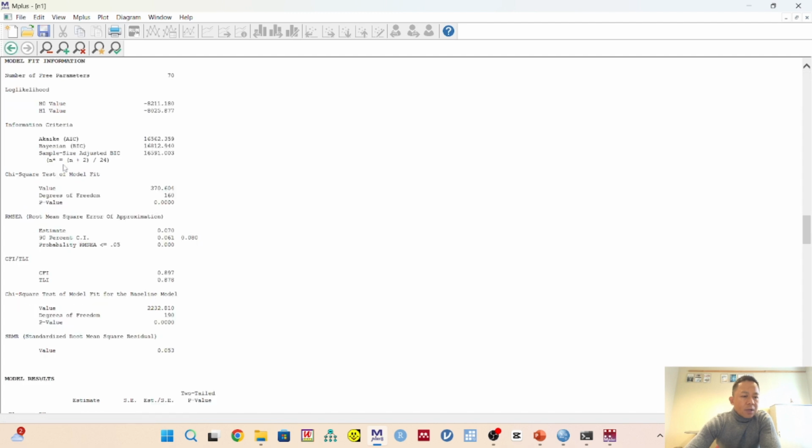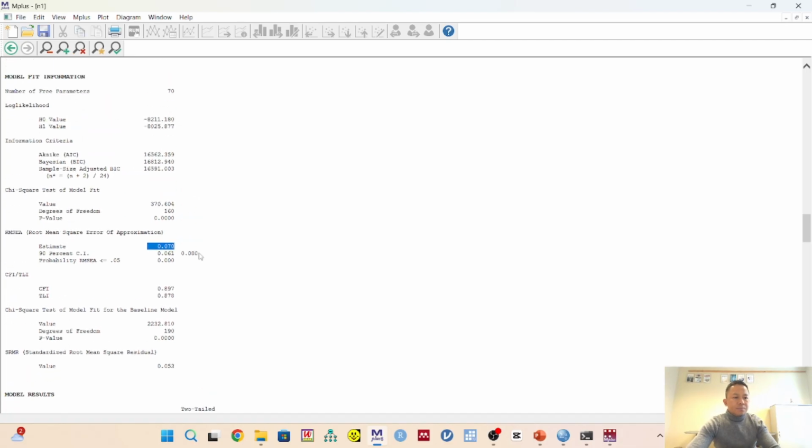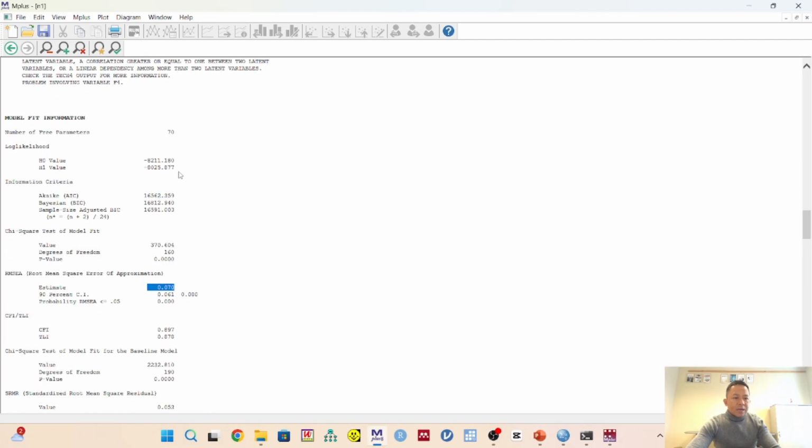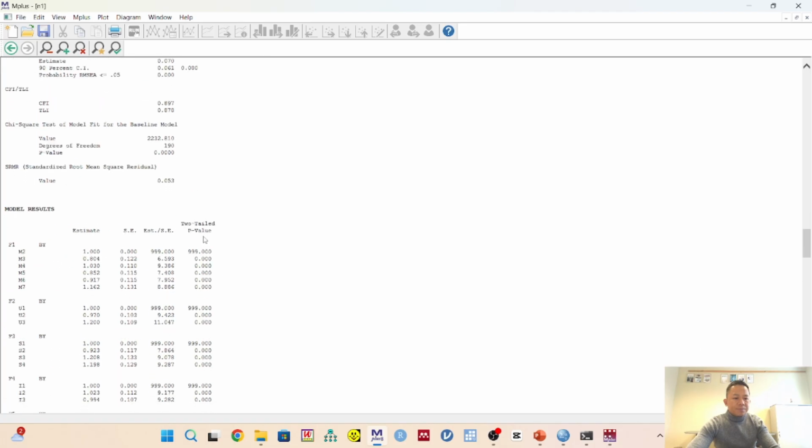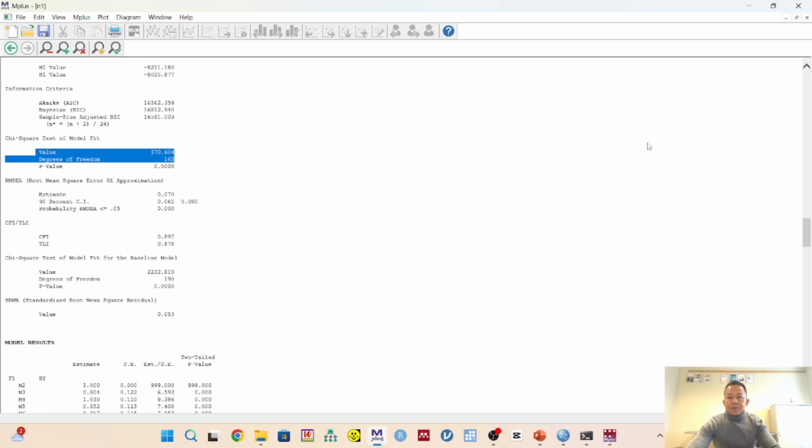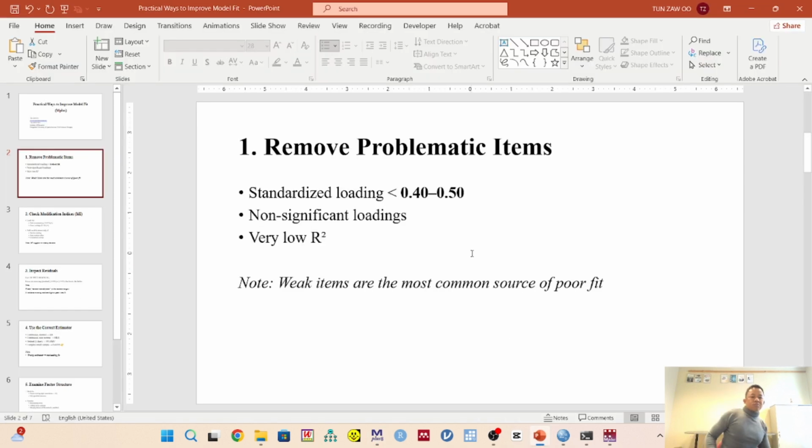When I run it, let me check and see. A little bit of an increase, from 0.889 to 0.897. TLI is still low. RMSEA is the same, 0.07. Chi-square values are still high, but it is acceptable. Chi-square values and TLI values are acceptable. But solving the problem by removing items, removing the M1 item, cannot solve the problem.